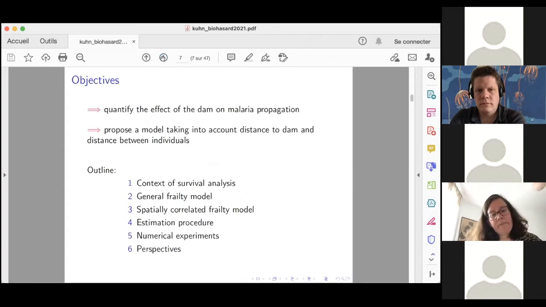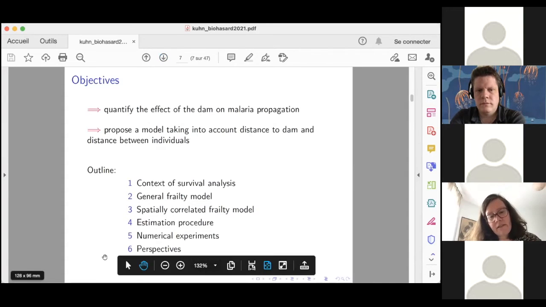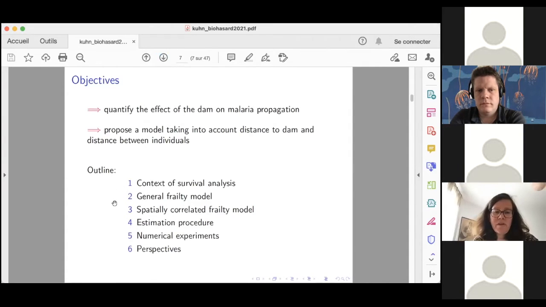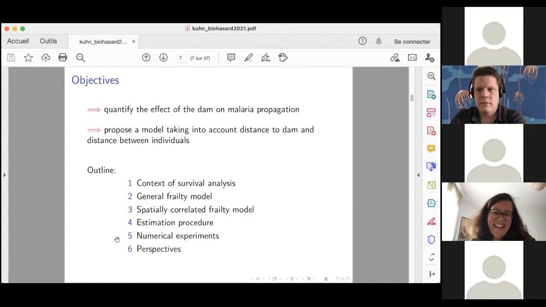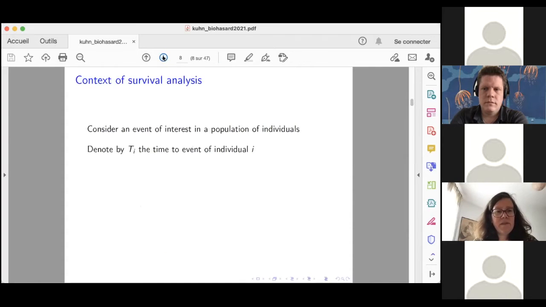So I will briefly present the context of survival analysis with the quantities involved, the general frailty model, and the model we propose with spatially correlated frailty terms. We shortly present the estimation procedure, which will be a stochastic EM algorithm, as Patrick said, and some simulation studies first, and then the analysis of the real dataset from the Gilgel-Gibe Dam.